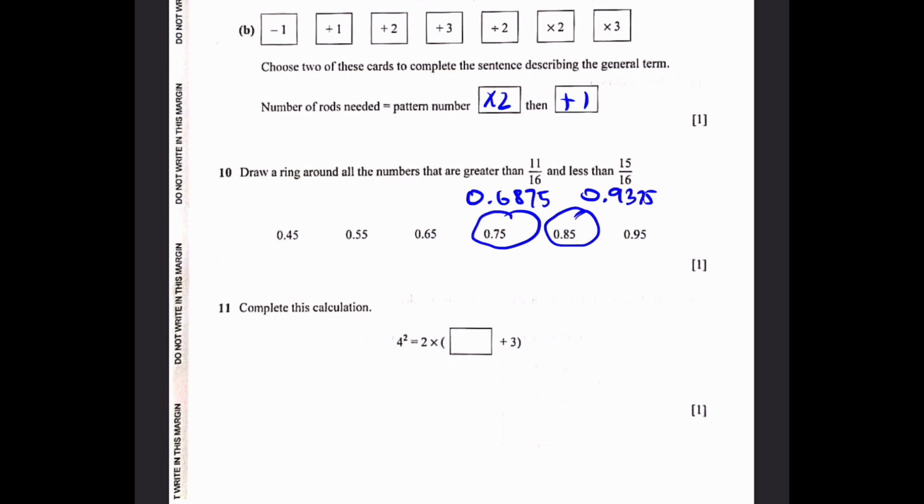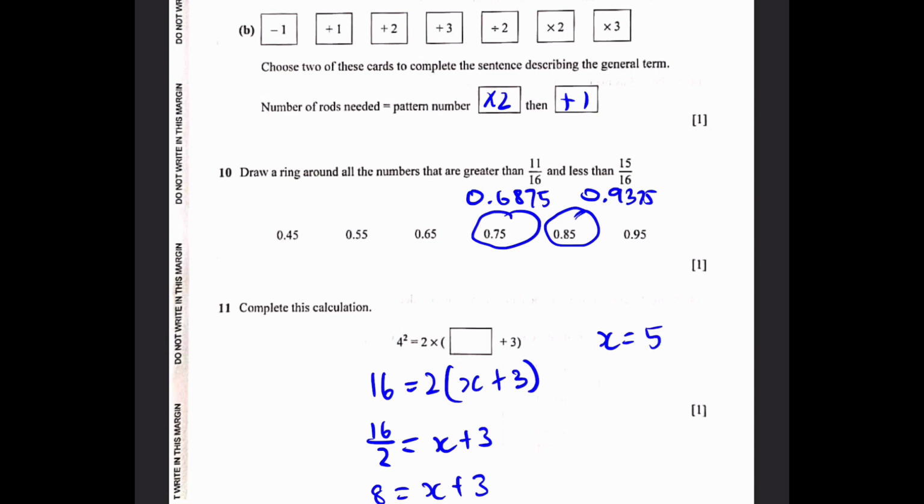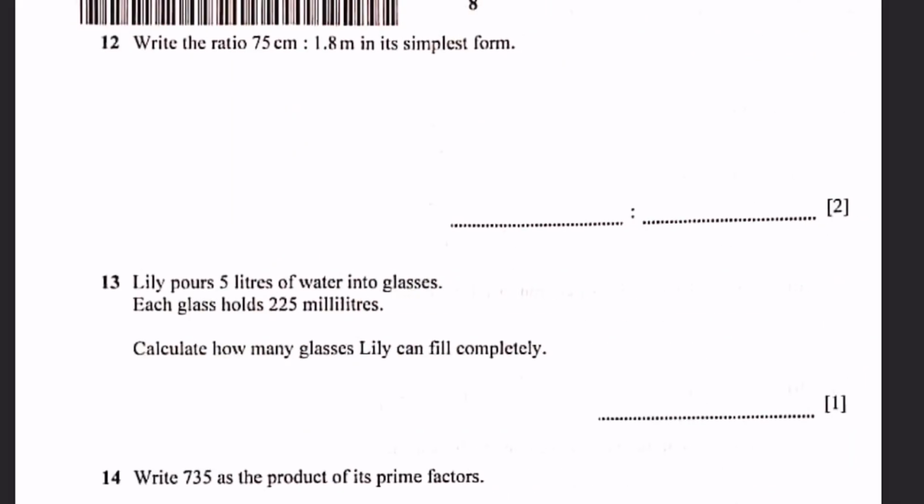Question 11, complete this calculation. 4 squared equals 2 into something plus 3. So 16 is equal to 2 multiplied by something. We label it as x plus 3. So 16 divided by 2 is equal to x plus 3. 8 is equal to x plus 3. X is equal to 8 minus 3, which is 5. So this is 5.